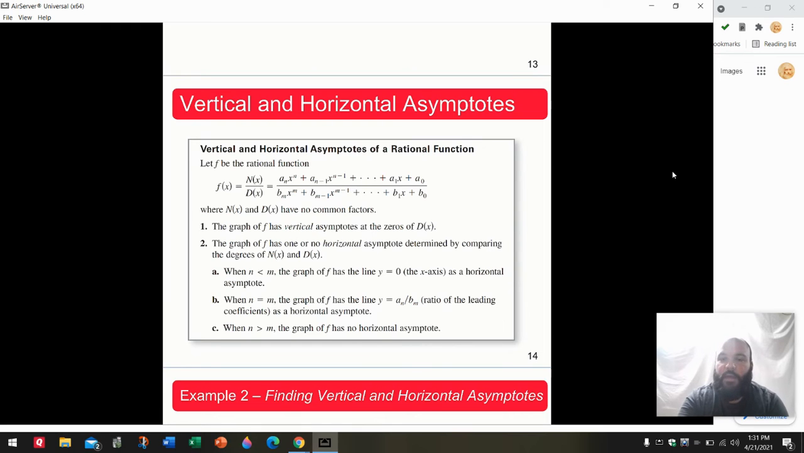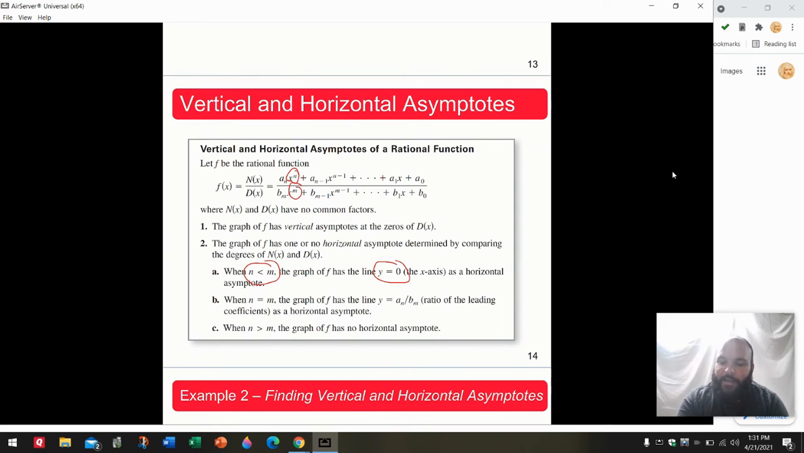Now, for horizontal asymptotes, we actually have to look at the degree of the numerator and the degree of the denominator of our rational function. Remember, the degree is simply the highest power of the algebraic expression between all the terms. The degree of the top is n and the degree of the bottom is m. When n is smaller than m, the top degree is less than the bottom degree, then it will have a horizontal asymptote at y equals 0.